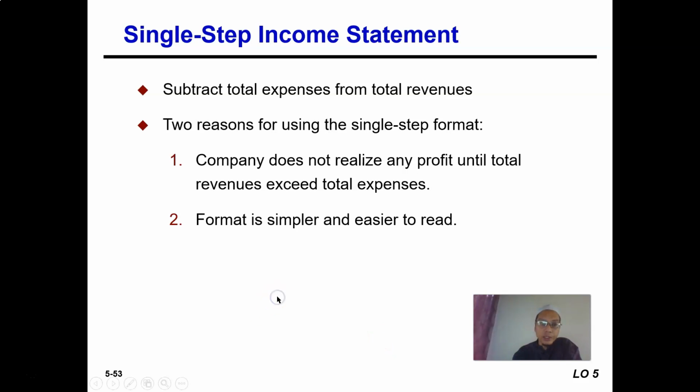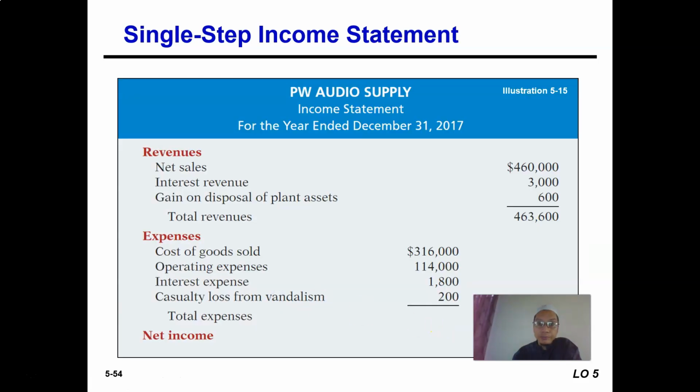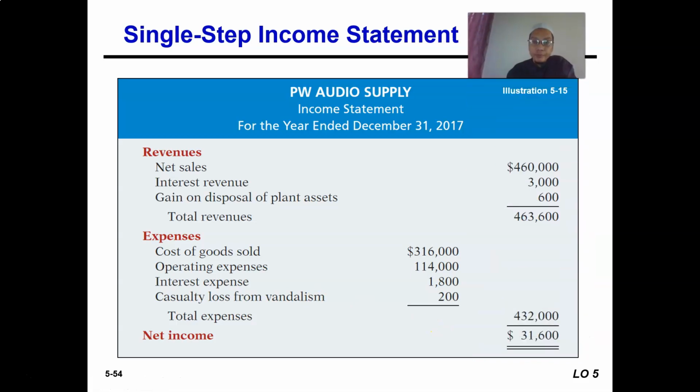Okay, so let us just look at the example. Okay, so the example of a single step income statement is that we have a revenue. So in revenue, we will include the net sales of 4,460. And then we will also include our interest revenue and also our gain on disposal of plant asset. Whereas in the multiple step income statement, these two are included under the heading of non-operating gain. Okay, non-operating revenue.